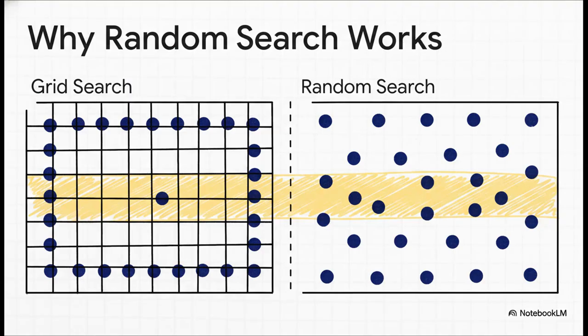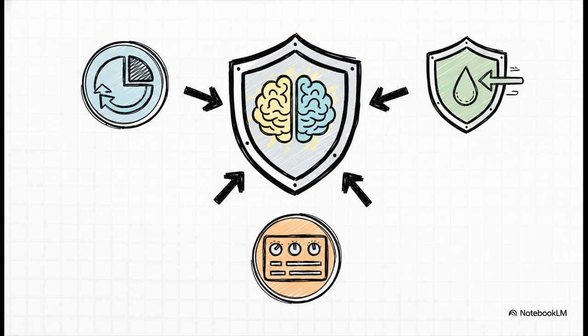Now, here's the really surprising part. You'd think being exhaustive, checking everything, is always better, right? Well, a groundbreaking paper back in 2012 by Bergstra and Bengio showed that's often not true at all. See, the crucial insight is this: not all hyperparameters are equally important. And random search works so well because it doesn't waste all its time meticulously testing those unimportant parameters over and over. Instead, it has a much higher chance of finding just the right value for the few parameters that actually matter.